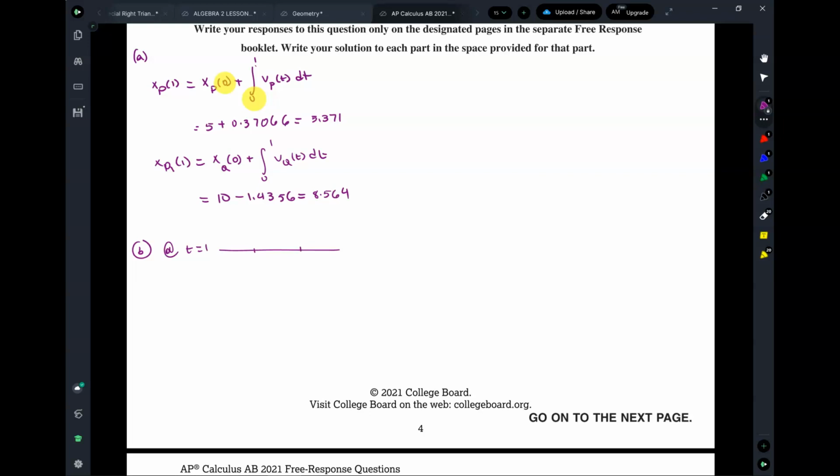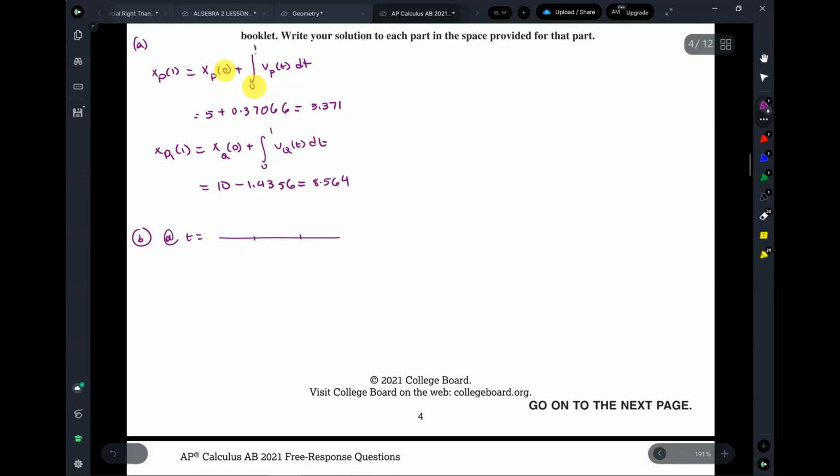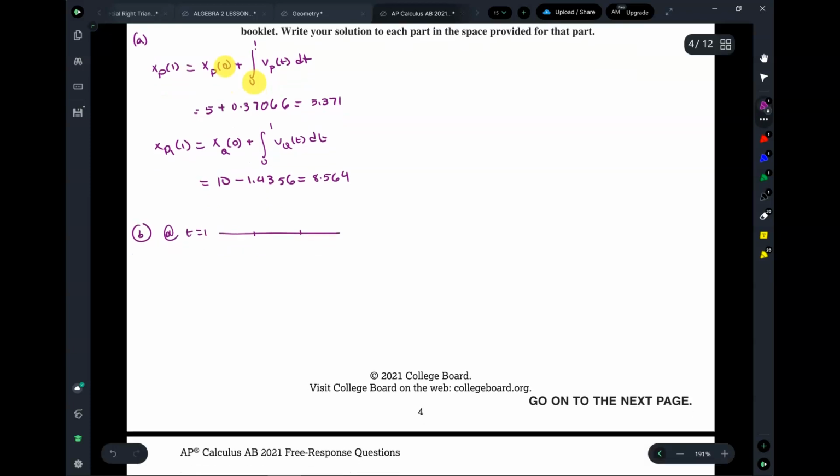Here is how we need to figure this out. At t equals 0, it's at 5 and 10. So then at t equals 1, it's 5.371. That's a good way of saying it. Okay, I see what you're saying now.